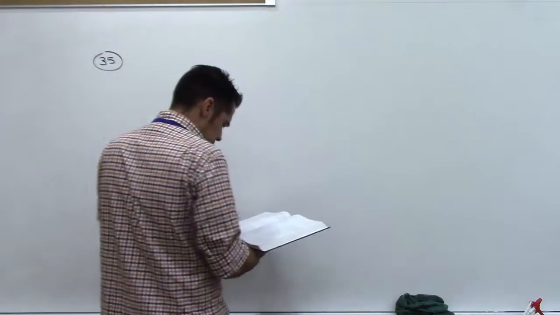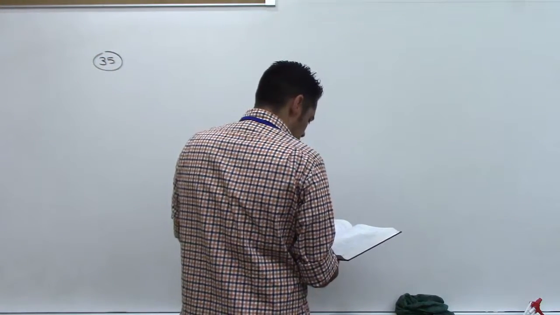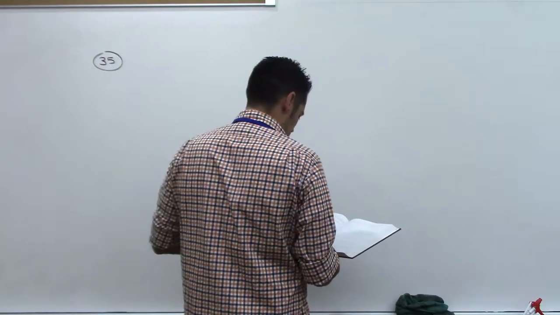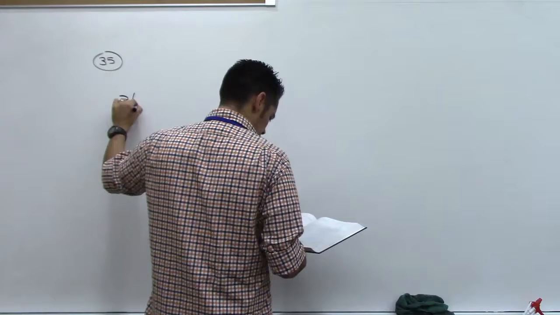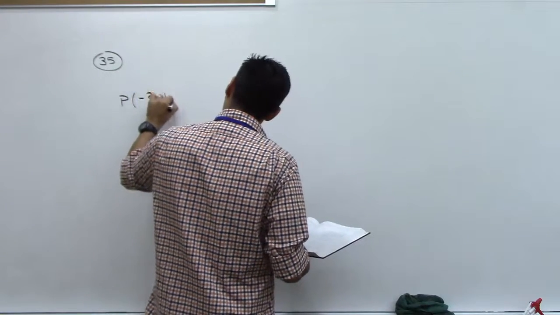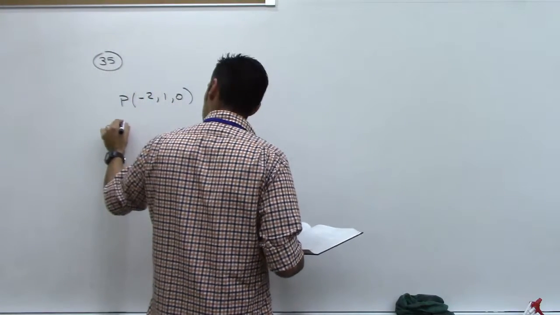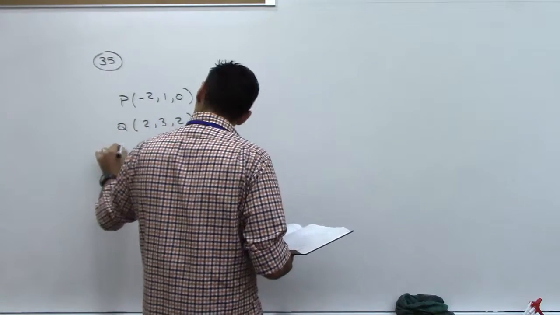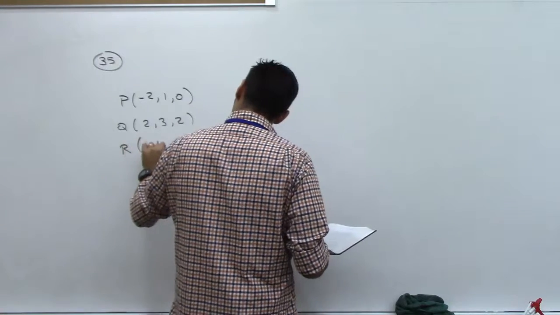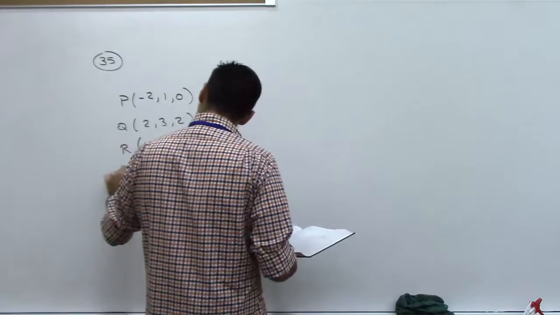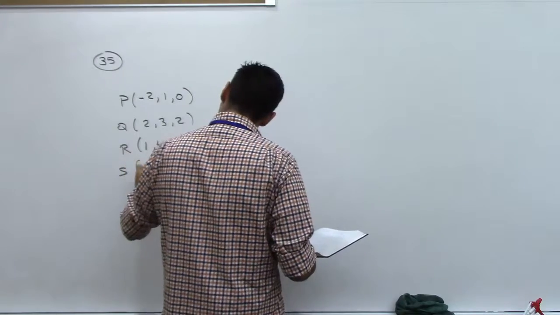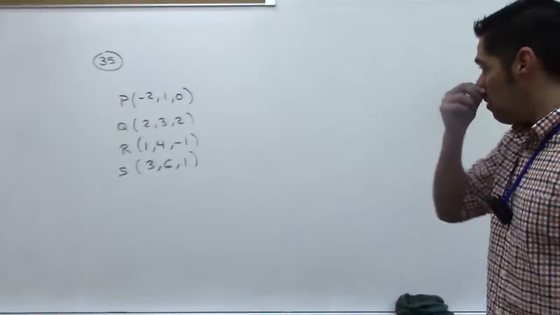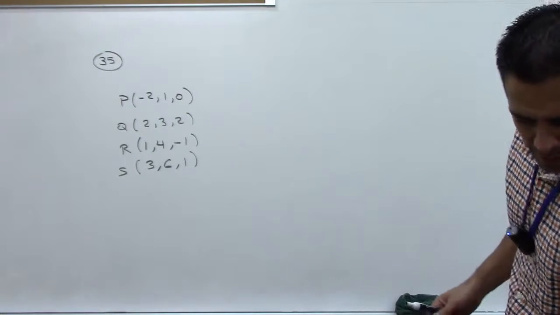You have, find the volume of the parallelepiped with edges PQ, PR, PS. So they give you some points. P is (-2, 1, 0). Q is (2, 3, 2). R is (1, 4, -1). And S is (3, 6, 1). So we have 4 points sitting out in space.